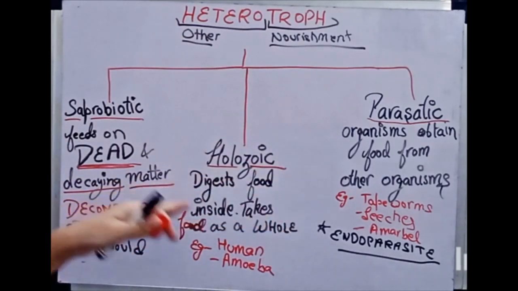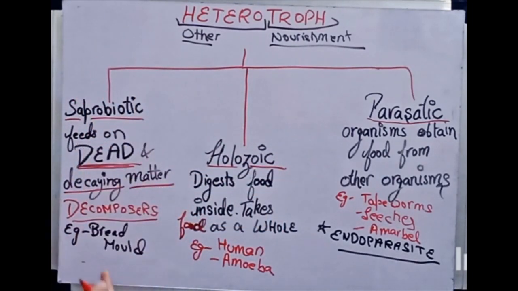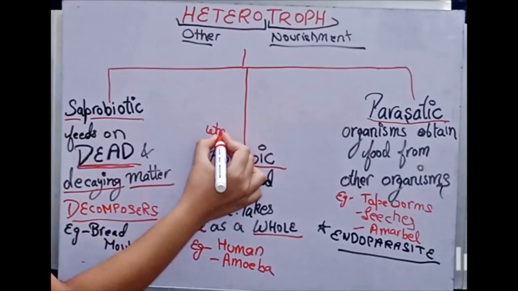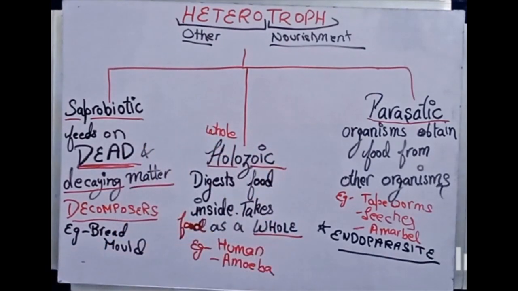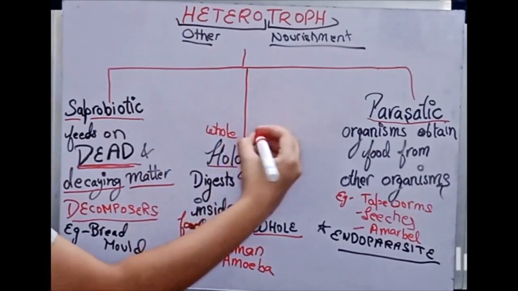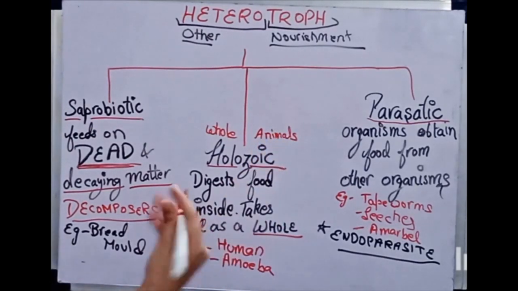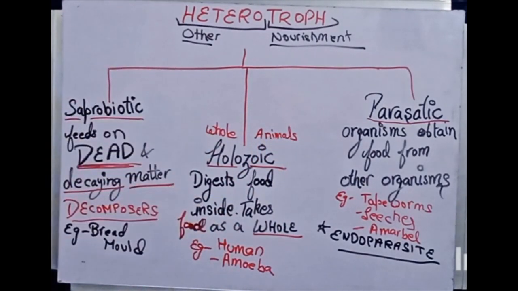They digest food inside. Just opposite to saprobiotic, we digest food inside our body. We take the food as a whole. Holo means whole, first of all. So from the name itself, we can understand that holo means whole and zoic means animals. Literal meaning you can say is whole animals, but here it means that we take our food as a whole.